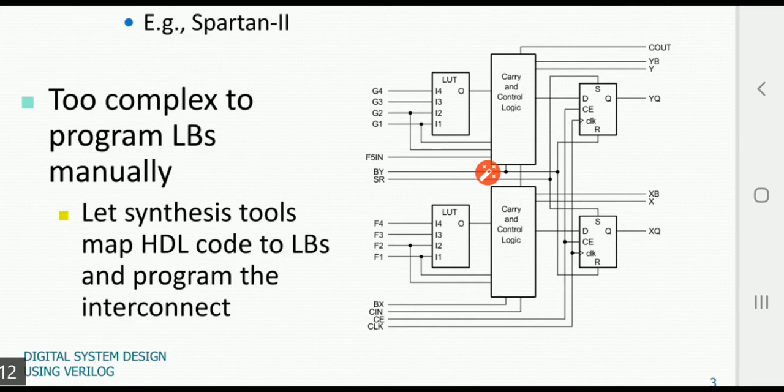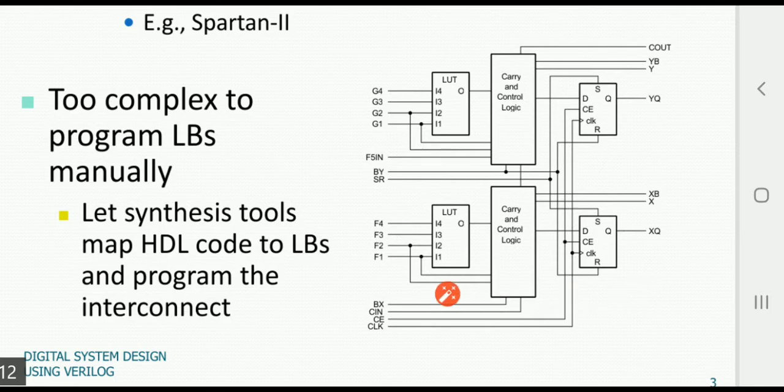The lookup tables are used to run any boolean function or logical function, whereas the carry and control logic is used to combine the outputs of the lookup tables. Then the output of the control logic is given to the D latches, which are used to store the intermediate results. So this is a brief introduction about the logic blocks.